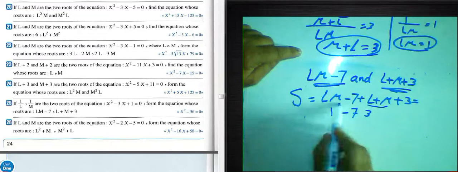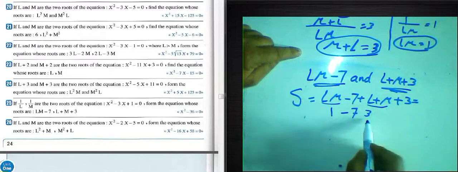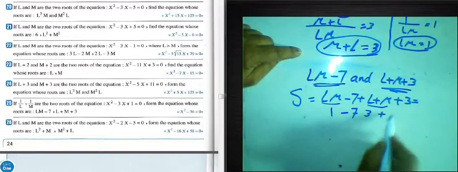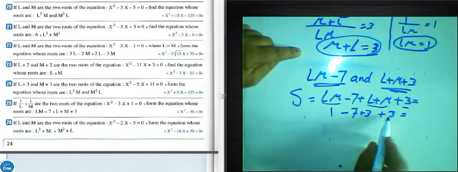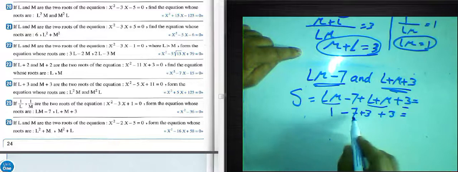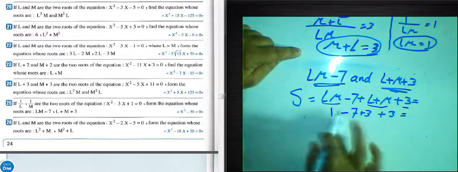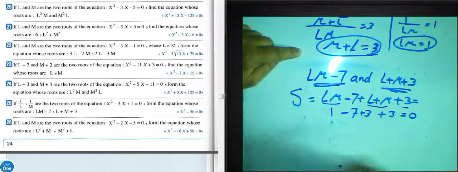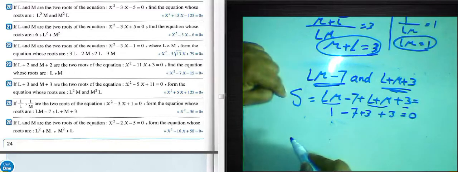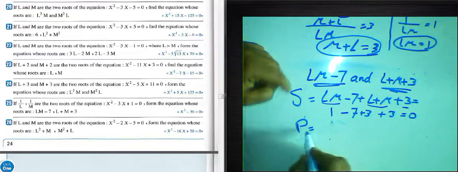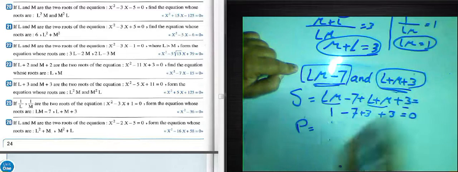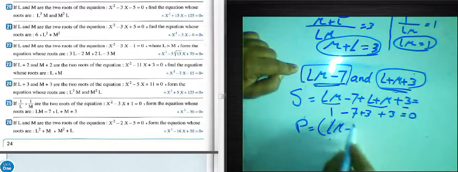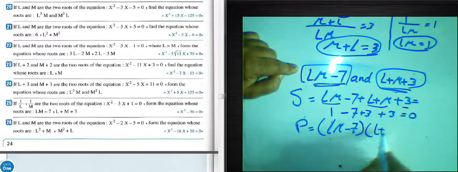See, we can cancel, LM equals 1 and L plus M equals 3 plus 3. 3 plus 3 is 6, plus 7, or 1 minus 7, equals negative 6 plus 6 equals 0. The result will be 0. It was the sum, and the product of the two roots, the first root and the second root, LM minus 7 multiply L plus M plus 3.